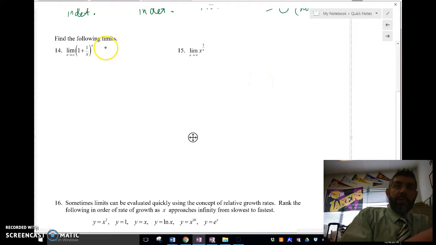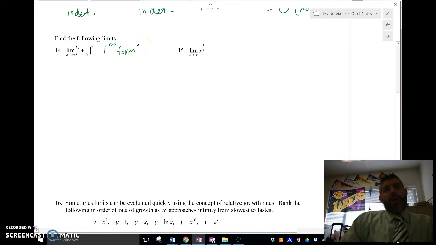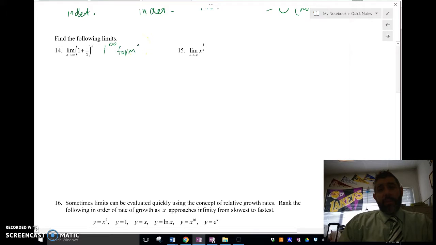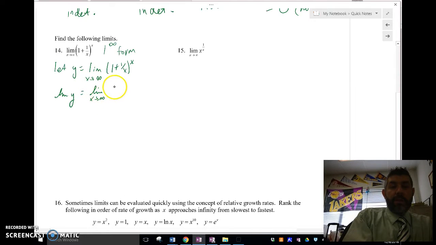This one here is one of those 1 to the infinity forms. Whenever I see a power raised to a power, I'm pretty much always going to think I'm going to use some sort of logarithm. So I'm going to let y equal the limit as x approaches infinity of 1 plus 1 over x, to the x. Then I'm going to take the ln of both sides. So ln y equals the limit as x approaches infinity of x ln of 1 plus 1 over x, because when I do the ln, I can bring the x down.